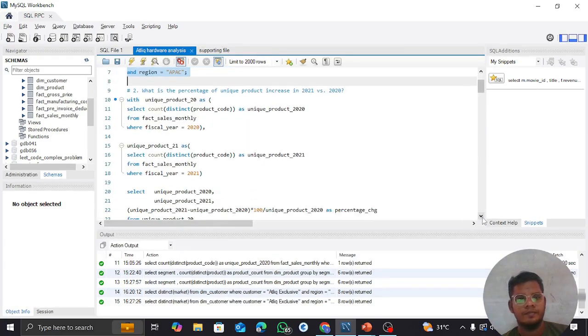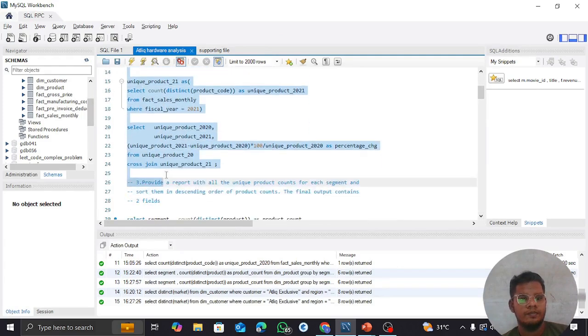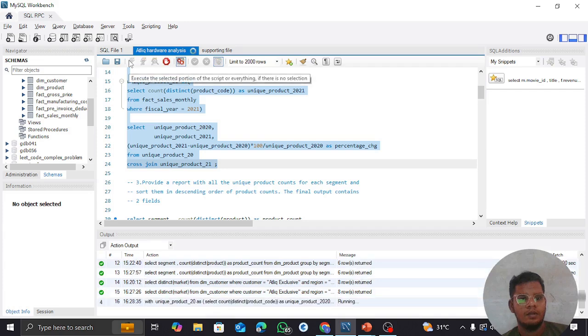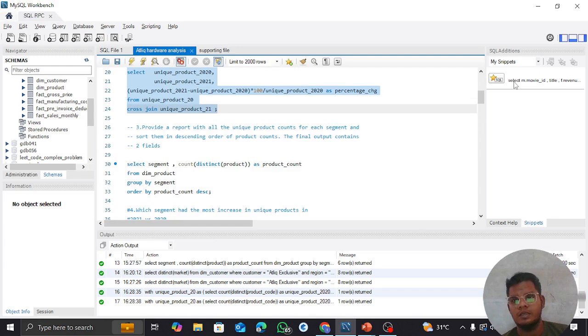Now let's see the query section. See, there is the query. We run this and we can get the fields: unique products 2020 is 245, 2021 is 334, and the percentage change is 36.32. Here I'll explain this query because it's interesting.